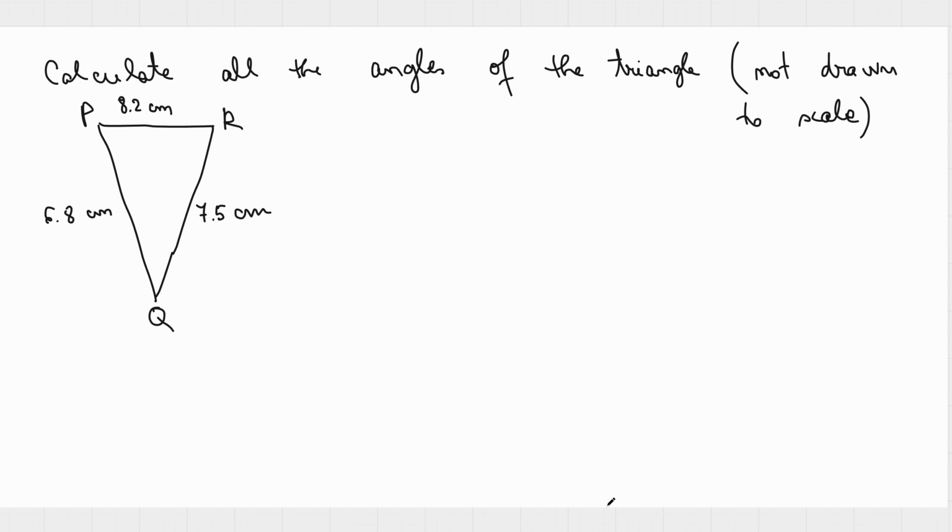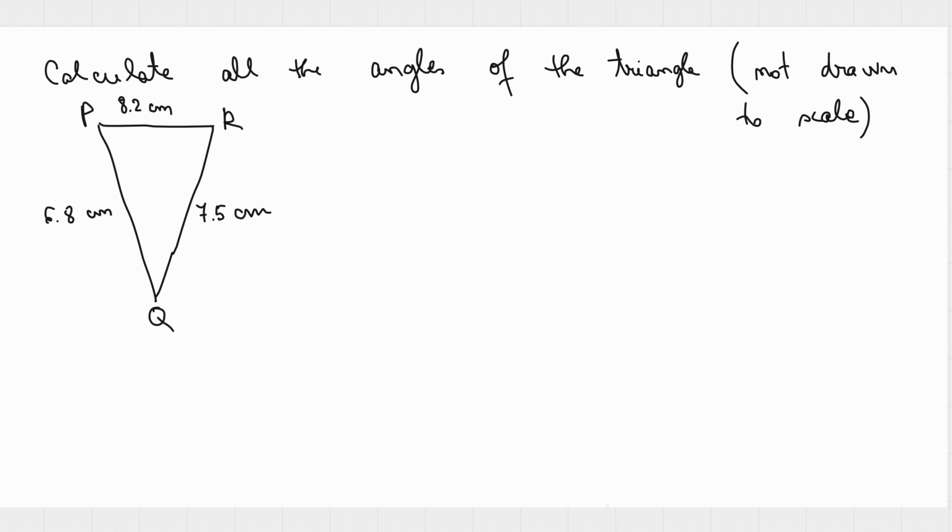Hello to everyone. Calculate all the angles of this triangle PQR. This is not drawn to scale. We know that PQ is 6.8 centimeters, QR is 7.5 centimeters, and PR is 8.2 centimeters. Stop the video now, try to solve it in your notebook, and then we are going to see together a method of solving this.